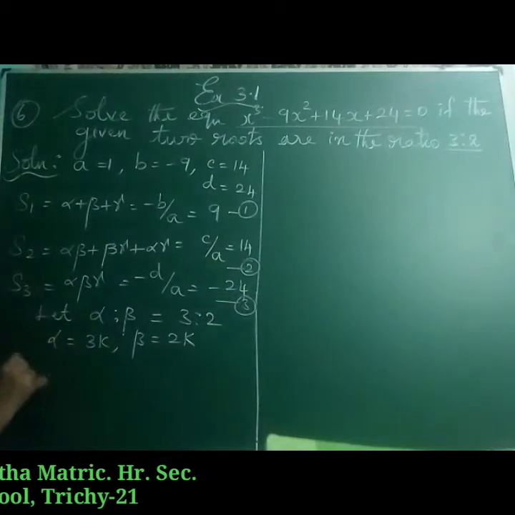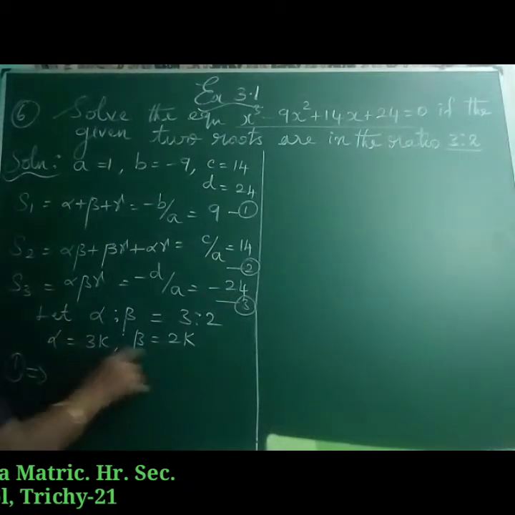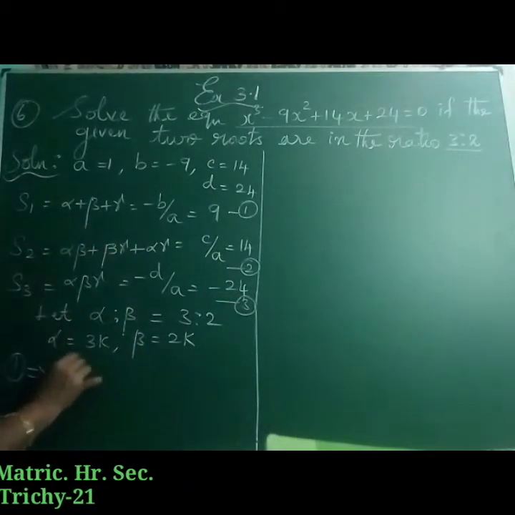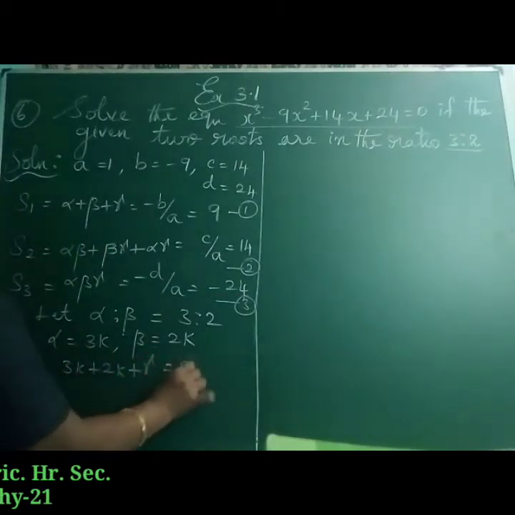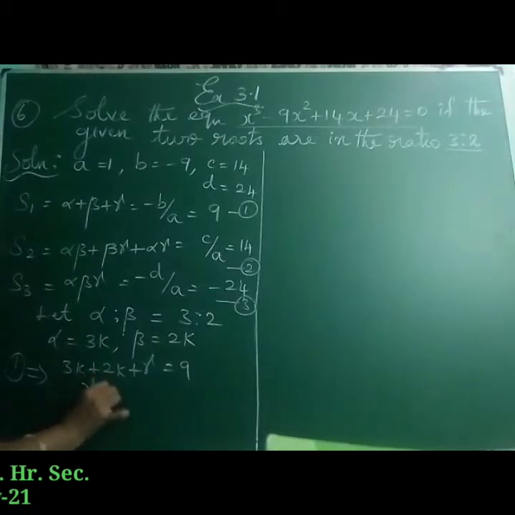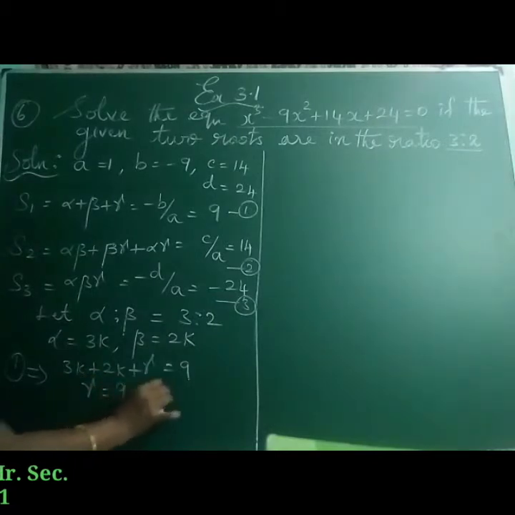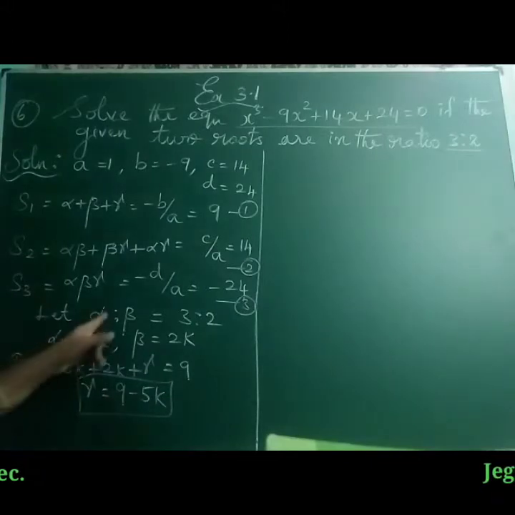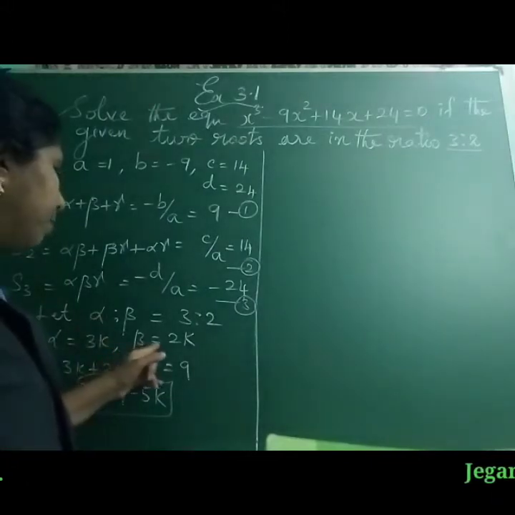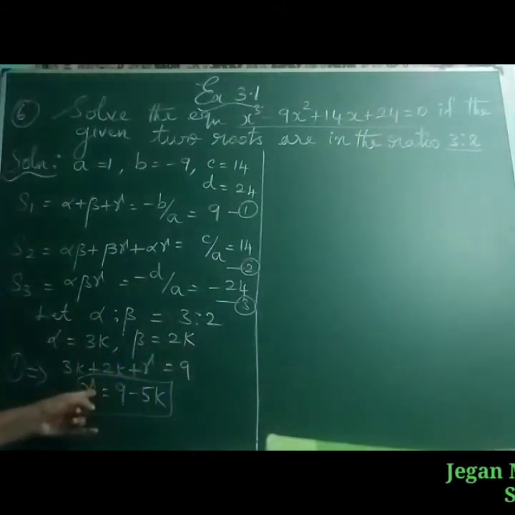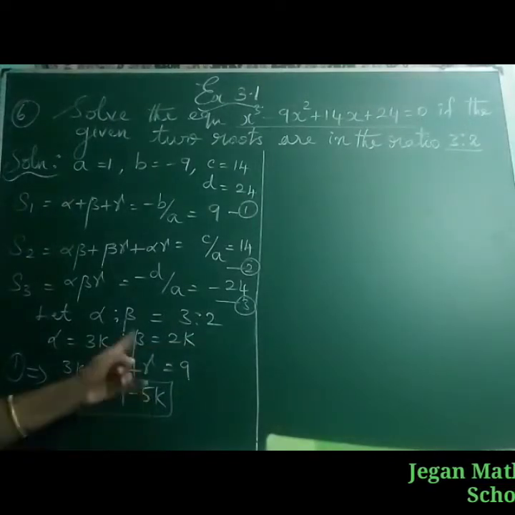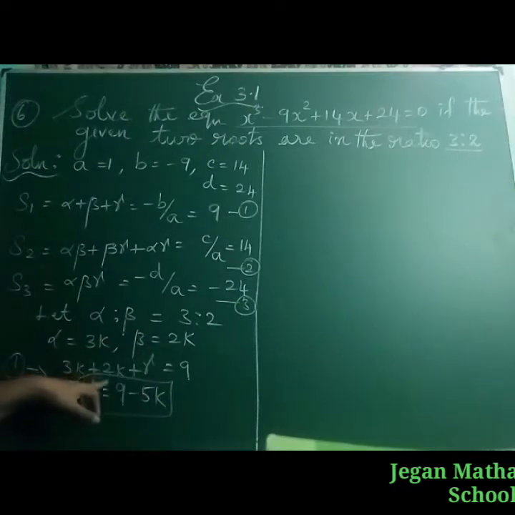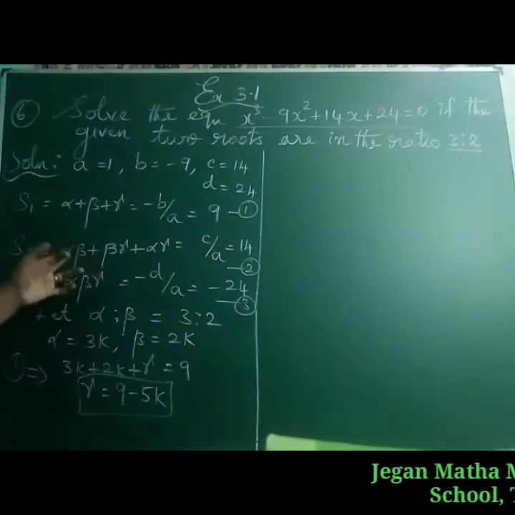So in the first equation, if you substitute these two values, 3k plus 2k plus gamma equal to 9. Therefore, gamma equal to 9 minus 5k. So all the 3 roots you have now: alpha equal to 3k, beta equal to 2k and gamma equal to 9 minus 5k. Next, all these 3 values we substitute in the second equation.